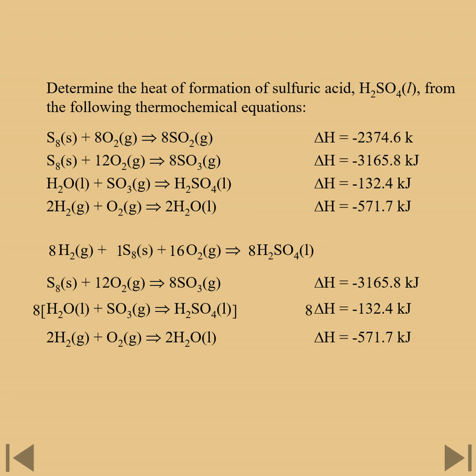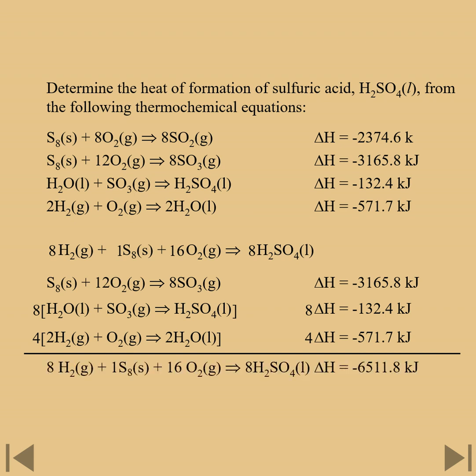And in our last equation, we need 8 hydrogens, so we're going to multiply that last equation by 4. And again, do note, by multiplying each of these by some coefficient, we're multiplying the enthalpy by that same coefficient. And sure enough, everybody canceled to give me my desired equation.